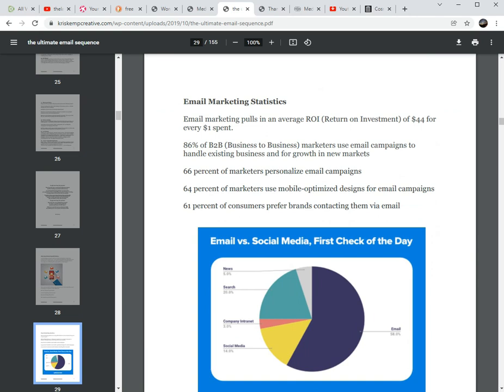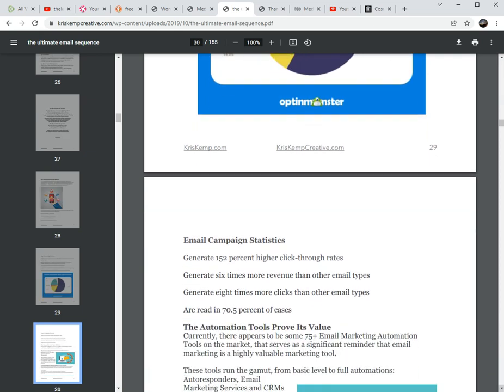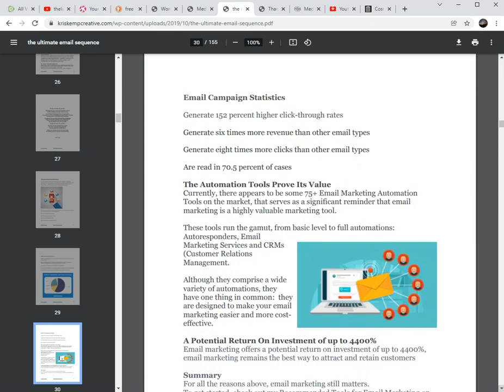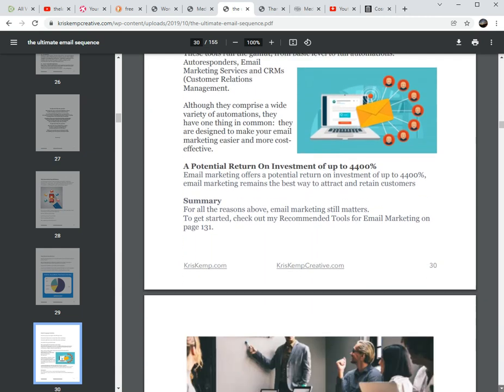According to this report, Email Marketing Statistics, 86% of business-to-business marketers use email marketing to handle existing business and for growth in new markets. Email marketing still matters. According to statistics, it generates 150% higher click-through rates, 6 times more revenue, and is read in 70.5% of cases. Email marketing still matters.